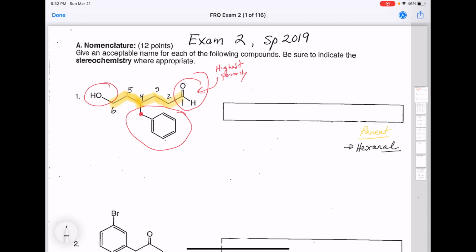Now that we have the parent down, let's talk about the substituents. The first substituent we have, we can just list out whatever we see. At position 4 we see the presence again of a benzyl group, and at position number 6, we see a hydroxyl or hydroxy group.